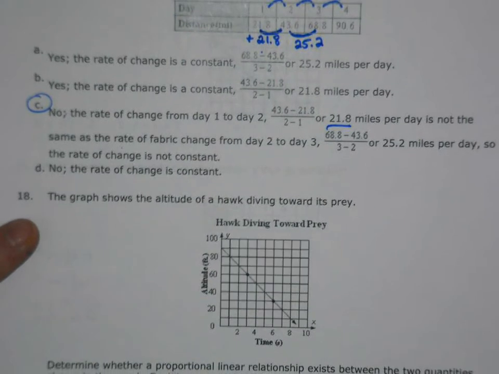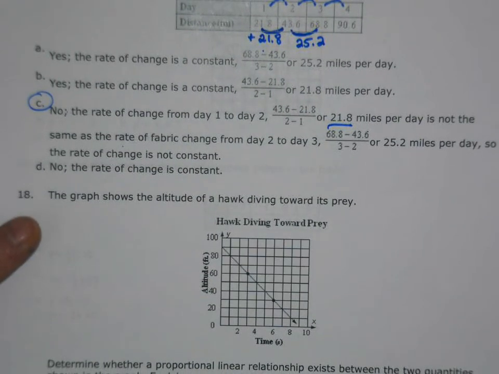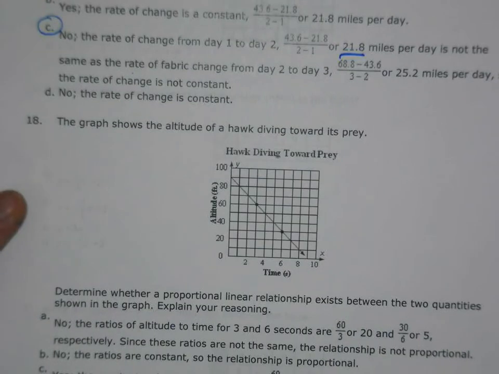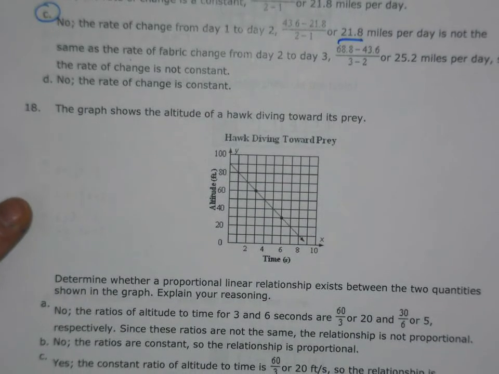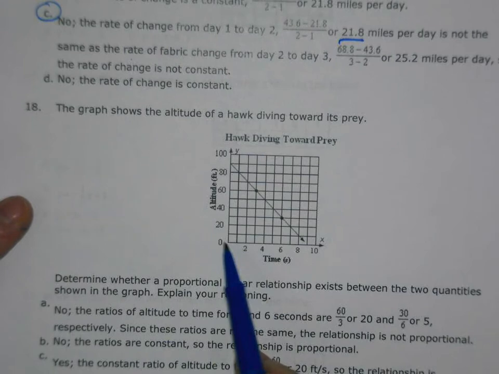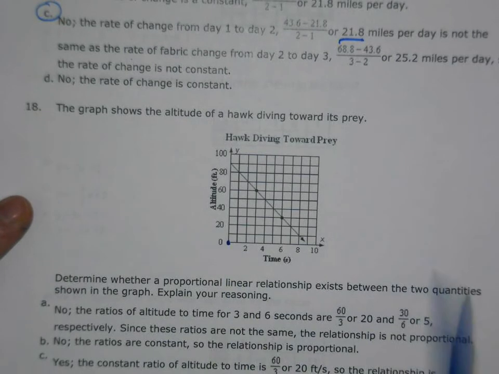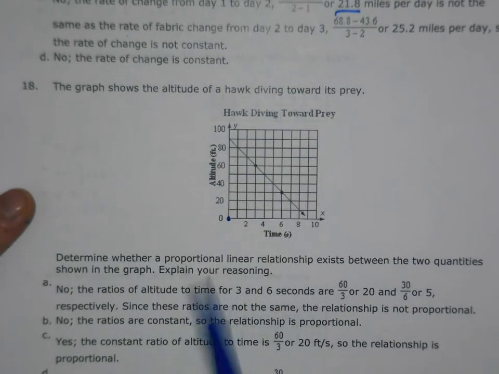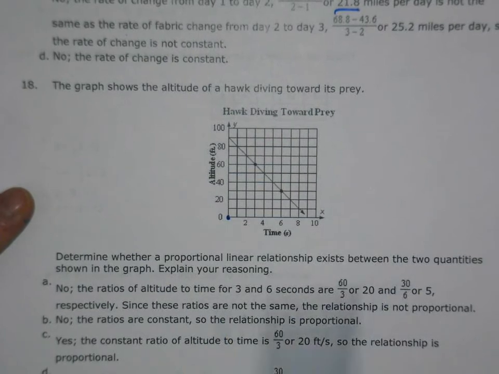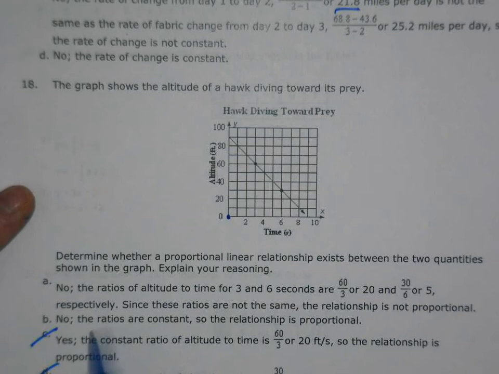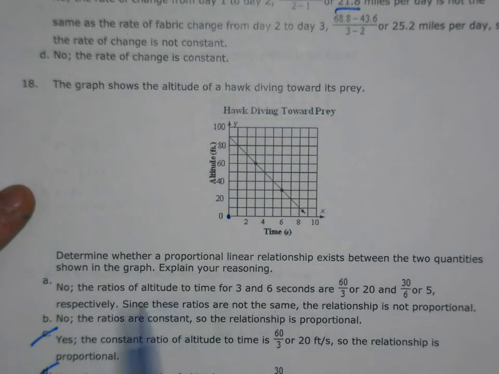Okay, number 18. The graph shows the altitude of a hawk diving toward its prey. Determine whether a proportional linear relationship exists between the two quantities. Well, first of all, in order to have a proportional linear relationship, it needs to be a straight line that goes through the origin. And this one here is not going through the origin because the origin is right here. So I know it is not a proportional or direct variation, so it's not going to be my yeses.